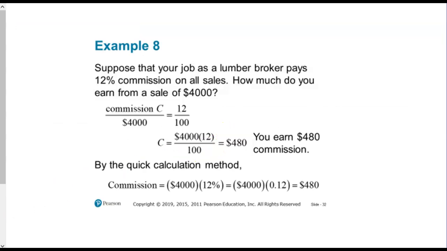In this case, we're looking at a lumber broker. He is paid 12% commission on all sales. So if you sell $4,000 worth of lumber and you substitute in the 12% down here, and the sale is $4,000, you calculate it out and you make $480 on the commission. If you add that to a salary, hopefully that's a total salary at the end of the week. But they're just asking for the commission for one sale right here.